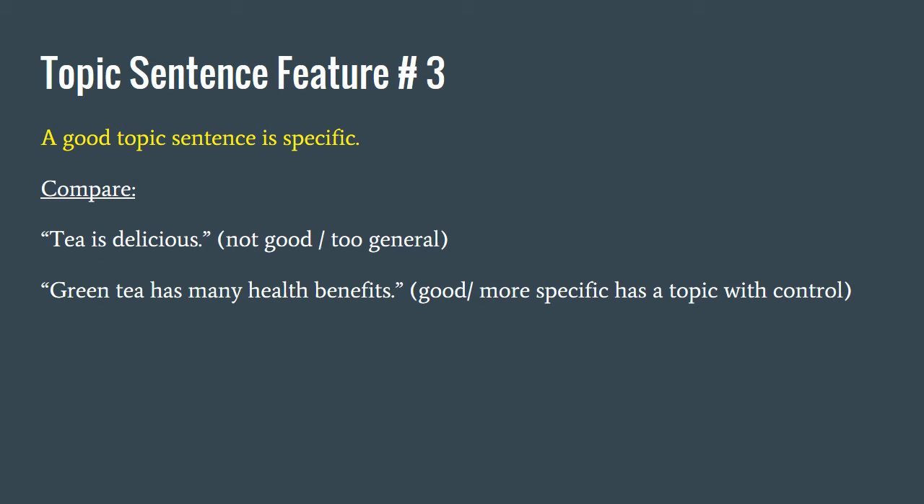Okay, topic sentence feature number 3. A good topic sentence is specific. Let's compare. Tea is delicious. Okay, not good. It's way too general. I have no idea what you're going to talk about. Green tea has many health benefits. Oh, well that's great because it's specific and it has a topic to control, because we can talk about green tea and we'll talk about each health benefit.